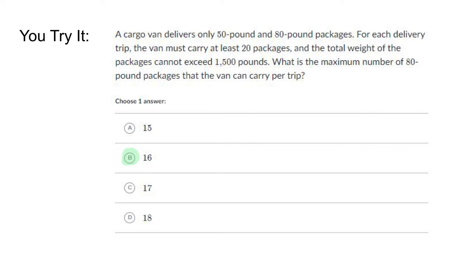I wrote a system for this, and so my system looked like X plus Y.